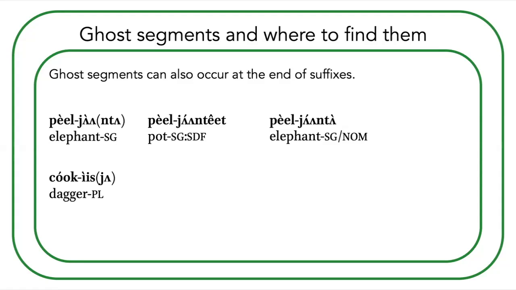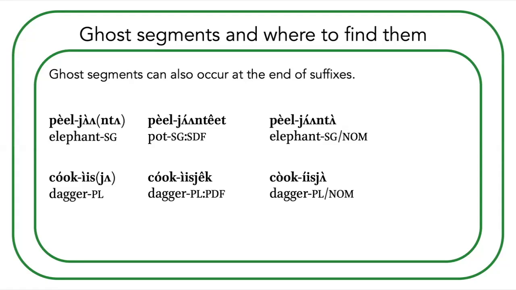A similar thing happens in one of the plural suffixes, is, which always appears to have a ya ghost segment, which appears in its inflections. So if you inflect it for definiteness, it will have yek at the end instead of ik. And again, in the nominative, you see it with its underlying vowel quality.